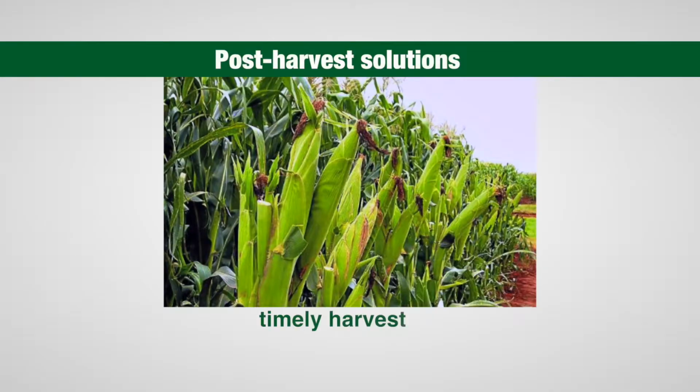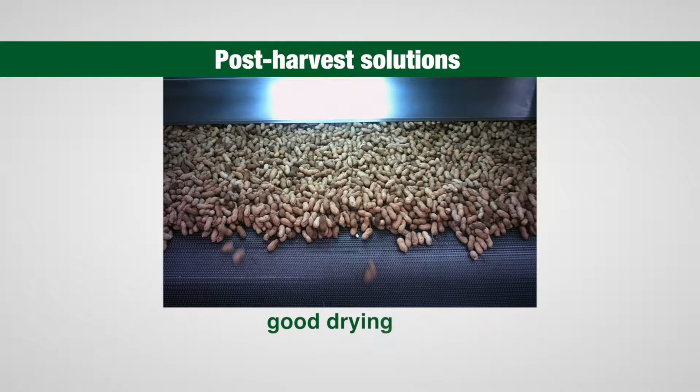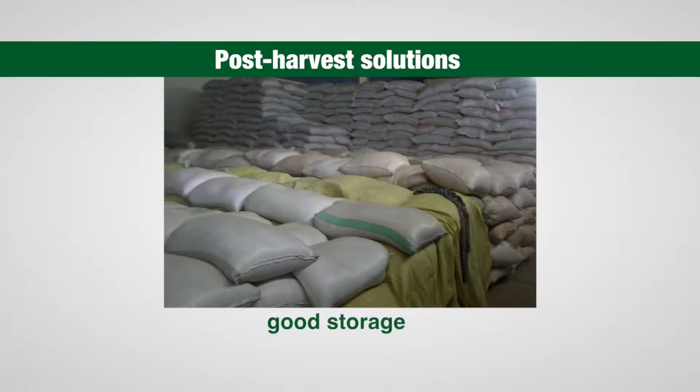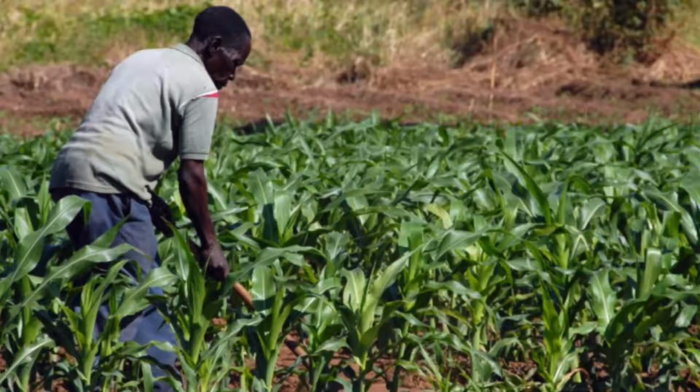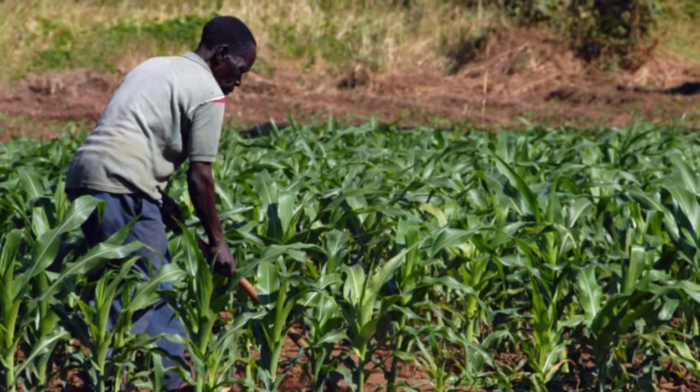There are solutions at the pre-harvest stage and there are solutions at the post-harvest stages. Most of the solutions are at the post-harvest stages. These solutions are something like timely harvest, good drying, good storage, good transportation practices. There are food processing methods by which you can actually manage. In the pre-harvest stage, there are not many. There are actually very few solutions that farmers can think of using. And most of them are either uneconomical or they are very difficult to follow.